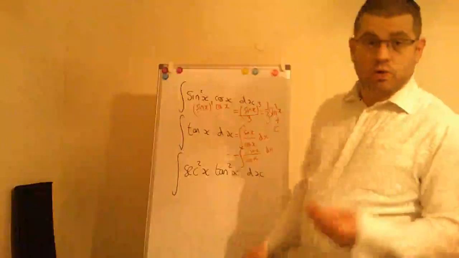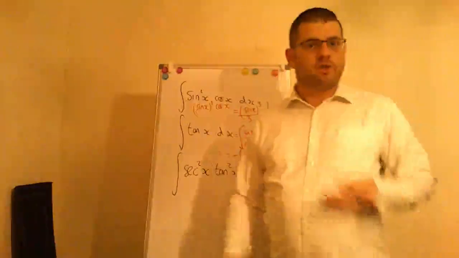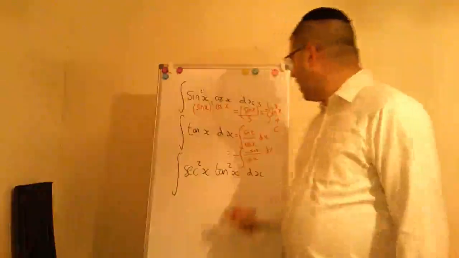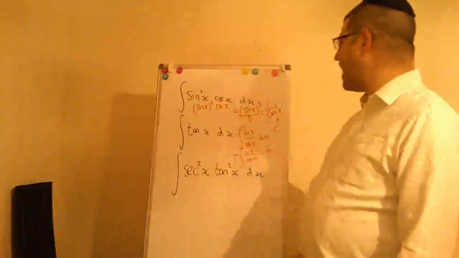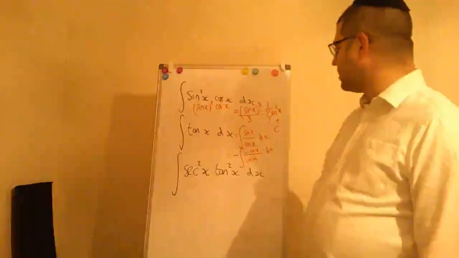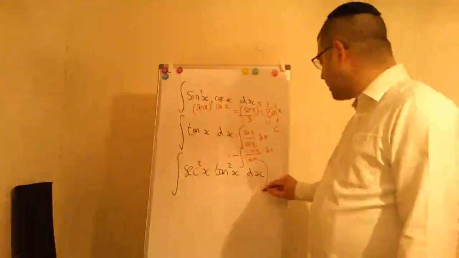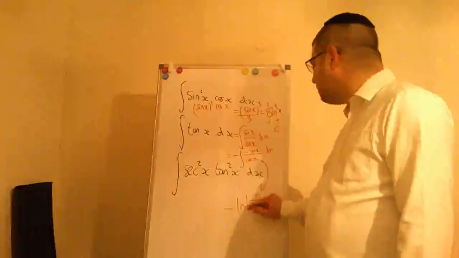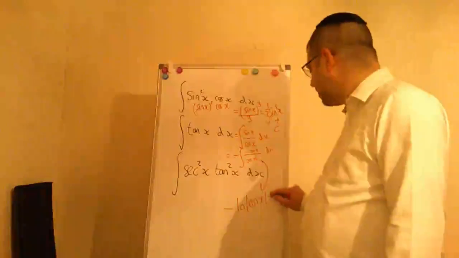Just check, do your integrals match? Is that the same as that? Yes, I've just rewritten it for my own benefit. And then f dash over f, so it must be ln of cos with a minus in the front. So this, let's go down here, that becomes minus ln mod cos x.